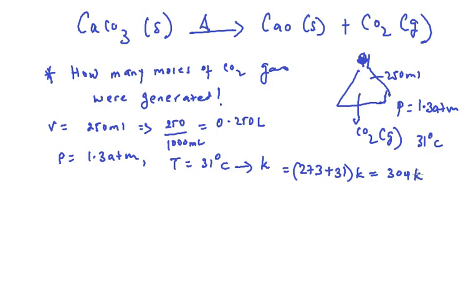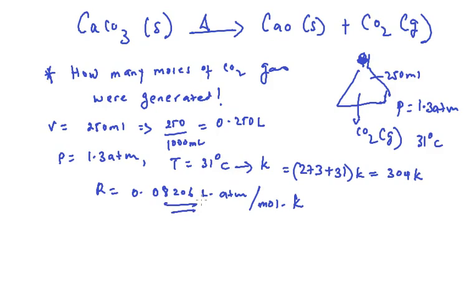Once we do that, the next thing we look at is what kind of equation we are going to use here. Are we using Boyle's equation, Charles's equation, Avogadro's equation, or the ideal gas equation? Remember that temperature was given, pressure was given, volume was given, and the R value is given to you. The R value is 0.08206 L atm per mole per Kelvin. This is one of the R values that we're going to use here.